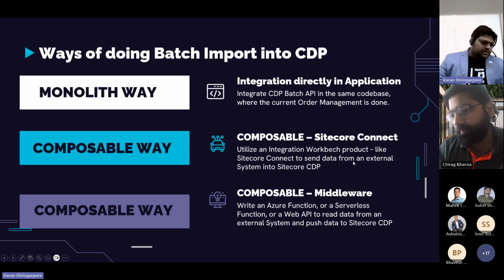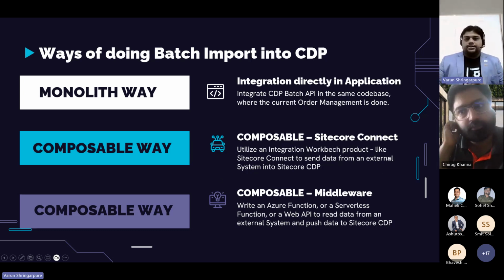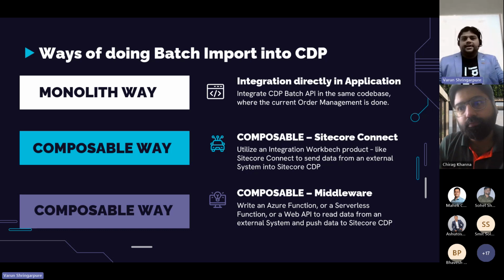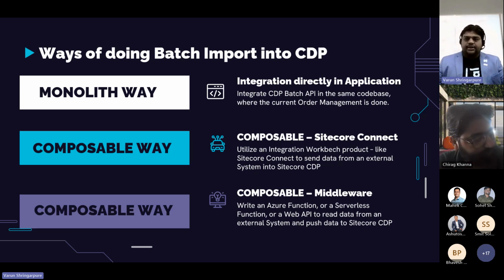So generally as developers, we understand that integrating an API into an application is easy. Developing a middleware is again another code application, wherein you are integrating two APIs and connecting those two applications together. But Sitecore Connect is kind of a black box right now.